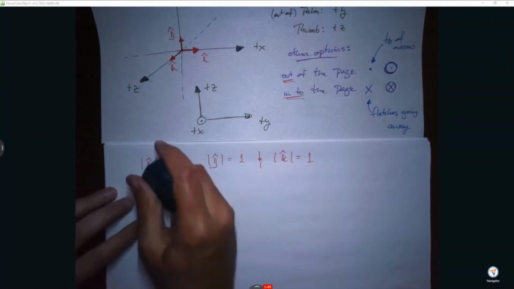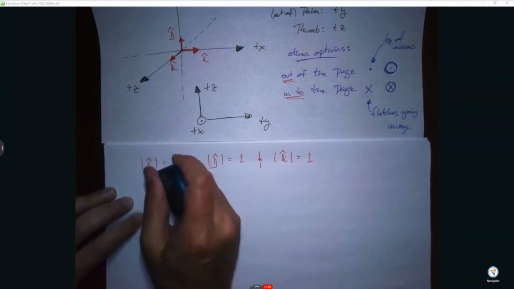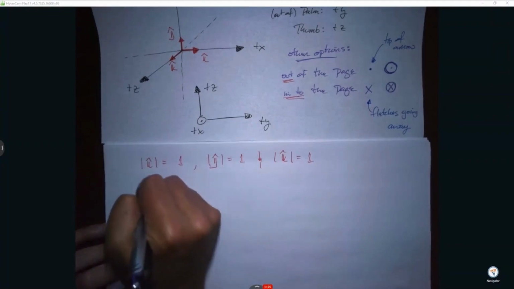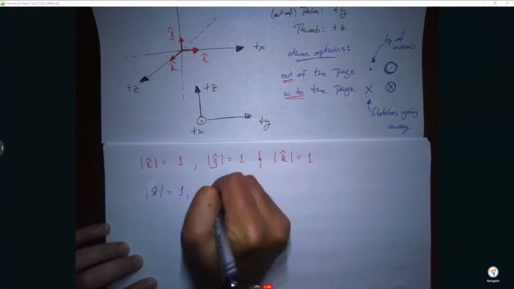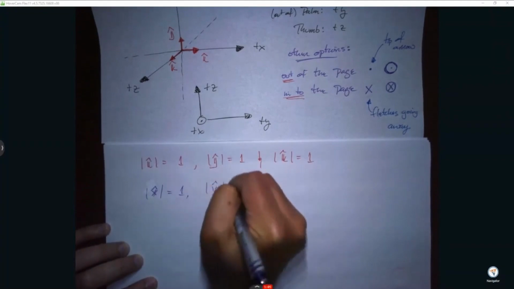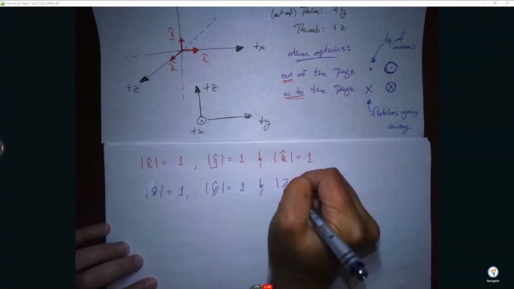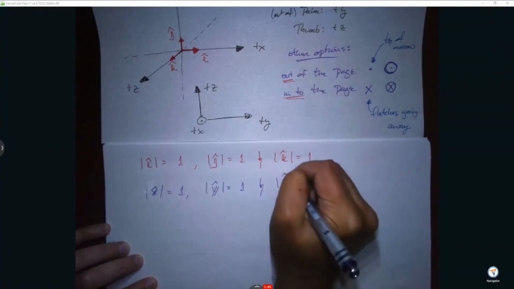x hat, not z. Let me start off with the first one. So we would get that this could be x hat, y hat, and z hat.